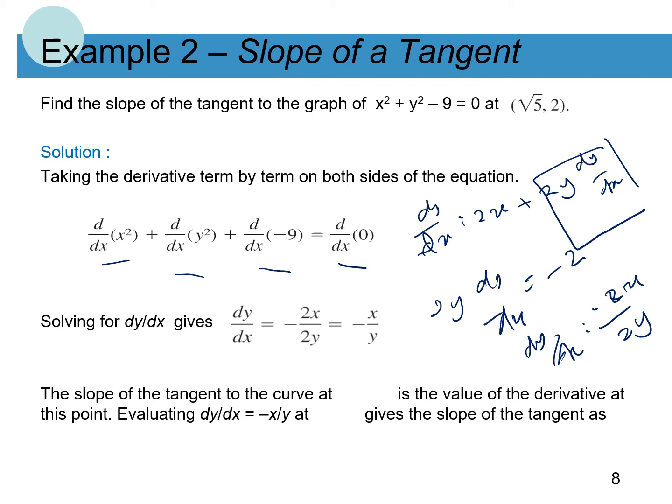Okay, then the slope of the tangent to the curve at this point is the value of the derivative at this point. Evaluating dy over dx equal to negative x over y at square root 5 comma 2 will give the slope of the tangent as negative square root 5 over 2.